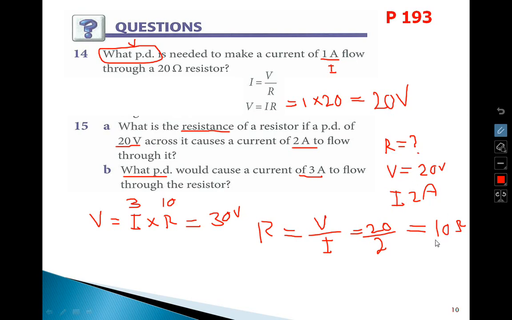R is 10, so the value of V must be increased because I was increased. So the value of V is what? 30. The value of V here is what? 20. When we have 20, we have a current of 2. When we have 30, we have a current of 3. So increasing V must increase what? The value of I.